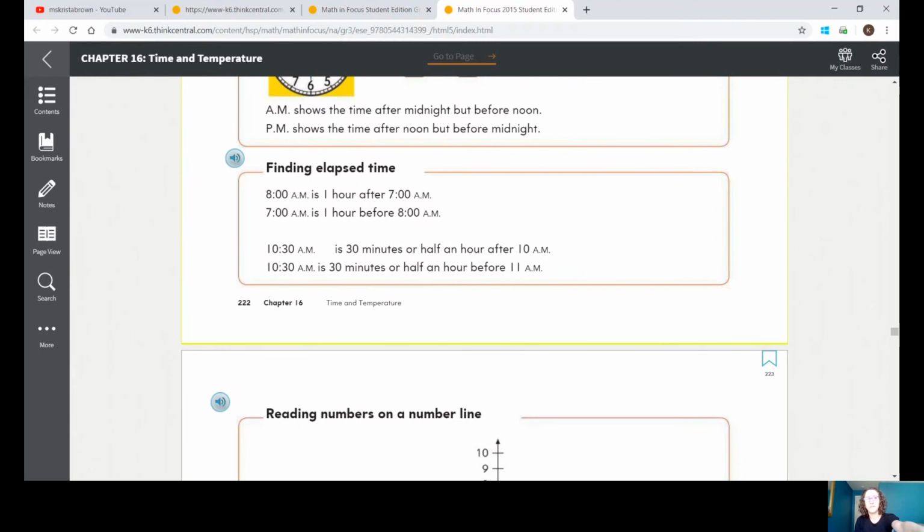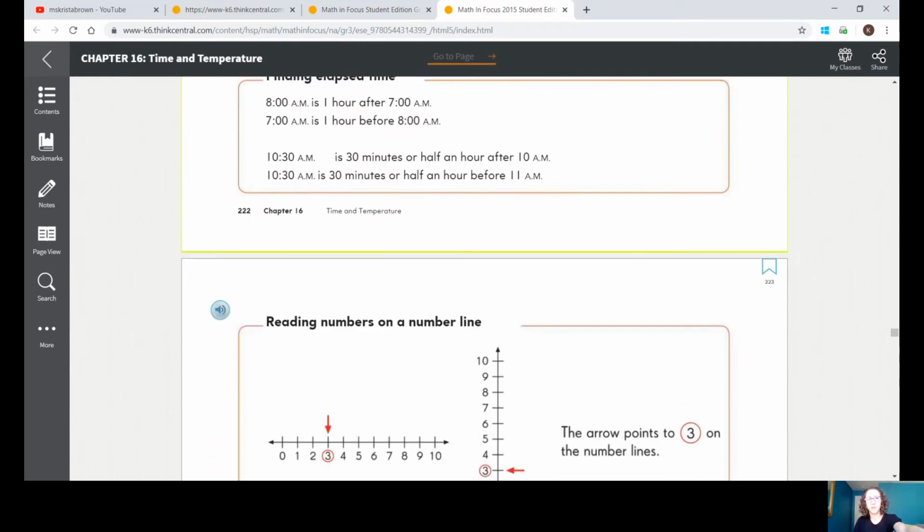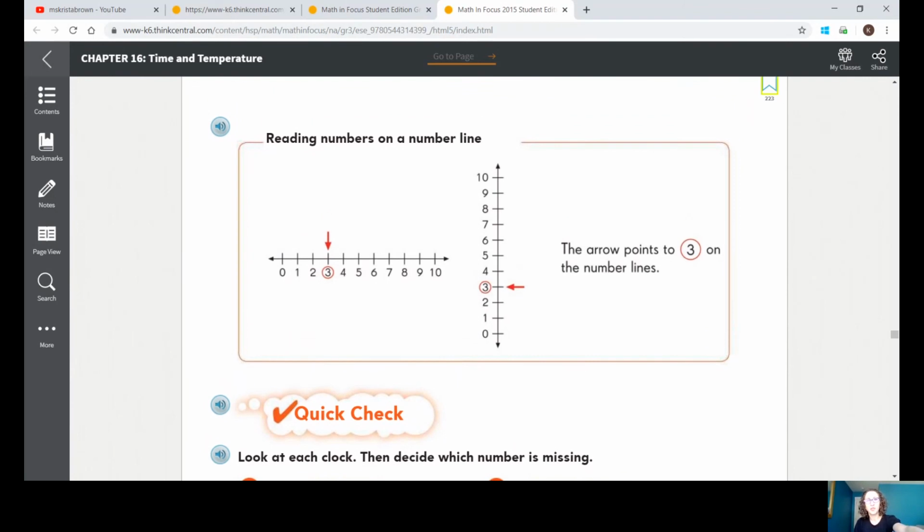Finding elapsed time, 8 a.m. is 1 hour after 7 a.m. and 7 a.m. is 1 hour before 8 a.m. 10:30 a.m. is 30 minutes or half an hour after 10 a.m. 10:30 a.m. is 30 minutes or half an hour before 11 a.m. Okay, let's keep reading through our prior knowledge. Head over to page 223, reading numbers on a number line. So you can see the arrow points to a 3 on the number lines. You'll see that they'll either go horizontally or vertically.